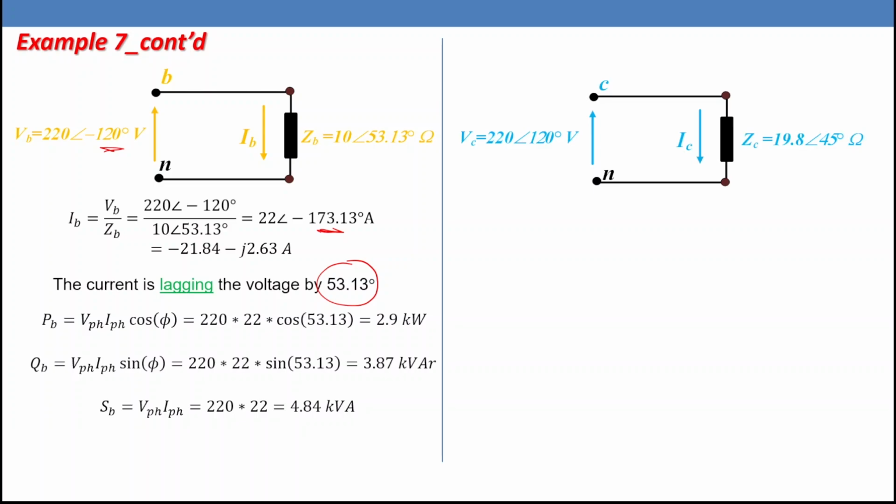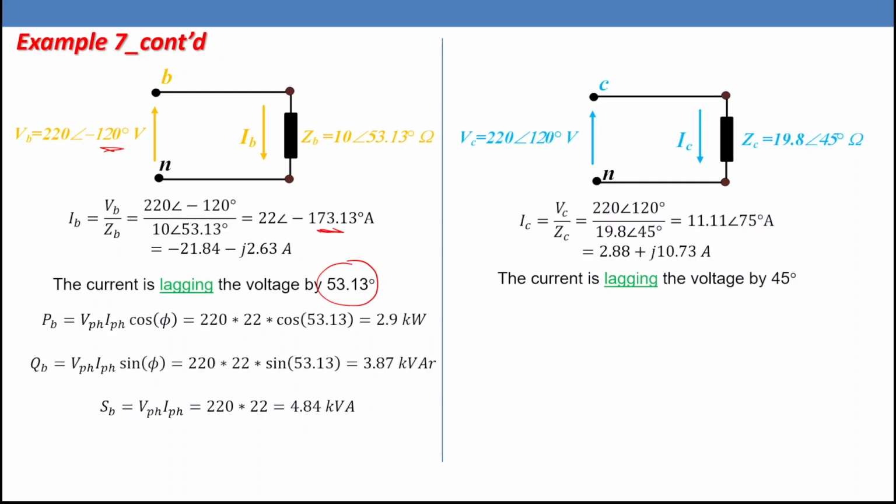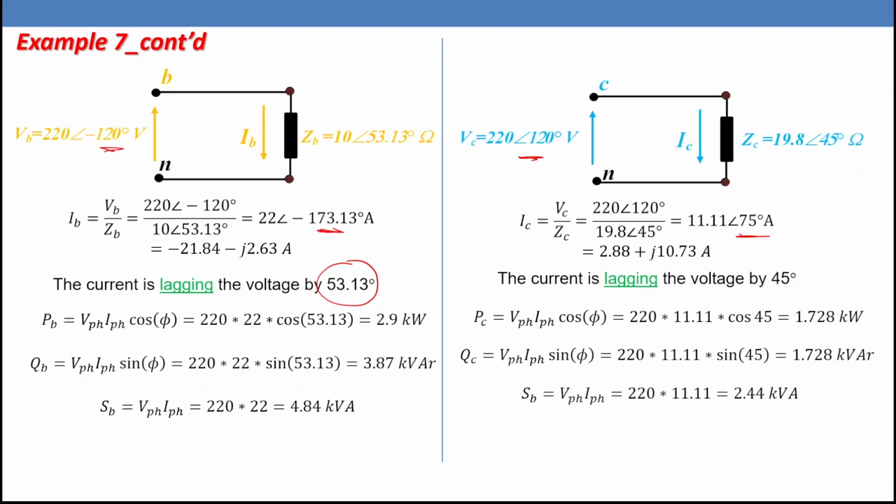For phase C, you are going to apply the voltage 220 angle 120 over the impedance ZC, which is 14 plus J14, which equals 19.8 angle 45 degrees. So the current is 11.11 angle 75 degrees. Again, the current is lagging the voltage by 45 degrees. This is the angle between this current and this voltage. So the power for phase C is 1.73 kilowatt, which should equal the reactive power 1.73 kilovar, because the angle is 45 degrees. So in this case, S equals either root PC square plus QC square or V phase I phase.